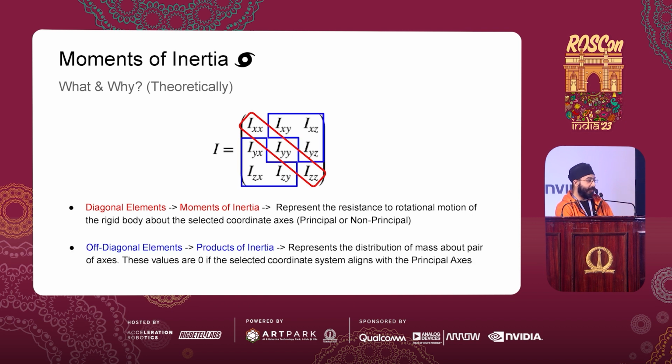The off-diagonal elements in this matrix are known as the products of inertia, and they represent the mass distribution, or they comment on the symmetric or asymmetric properties of that rigid body about those axes. This matrix is also symmetric about the diagonal. So for example, Iyx or Ixy will be equal. And if the axes are aligned with the principal axes of the rigid body, the products of inertia become zero.